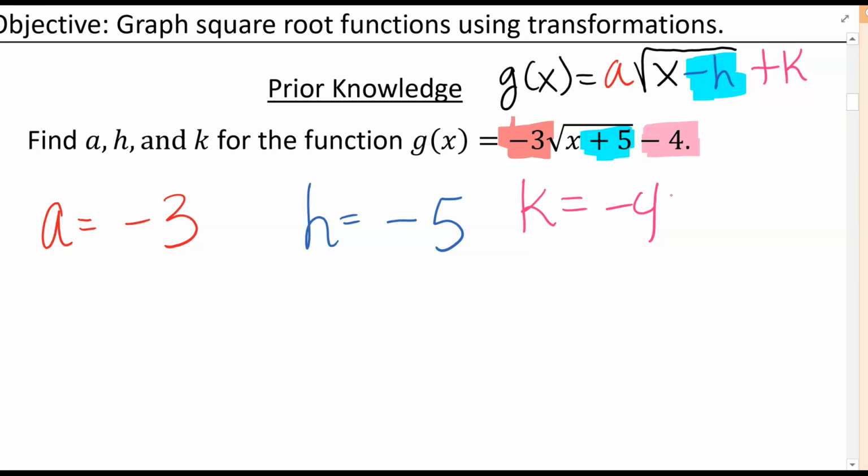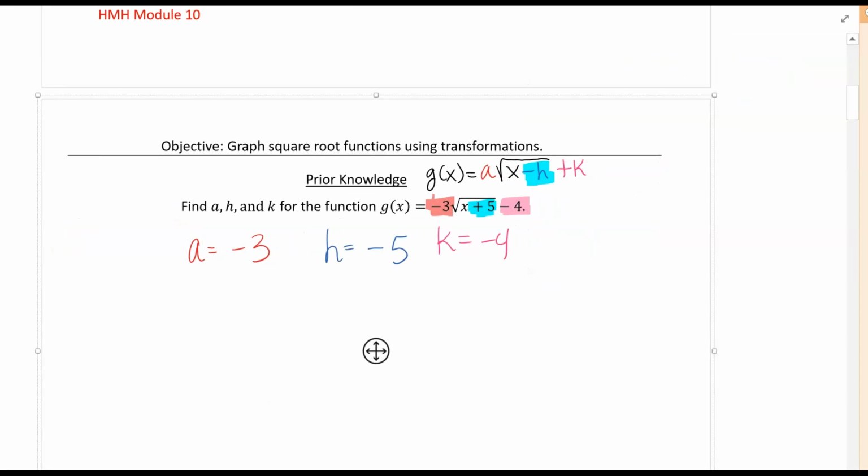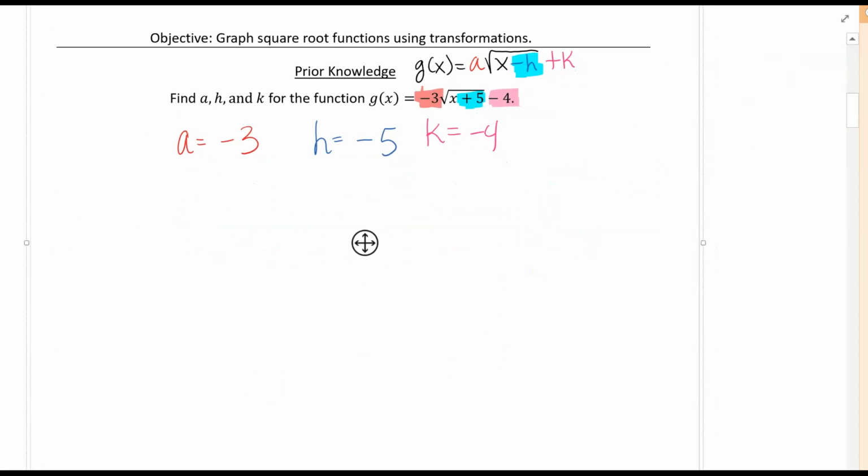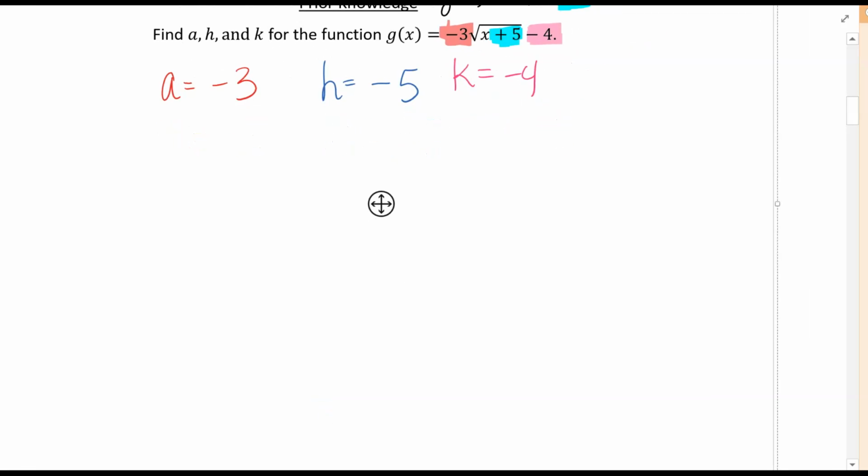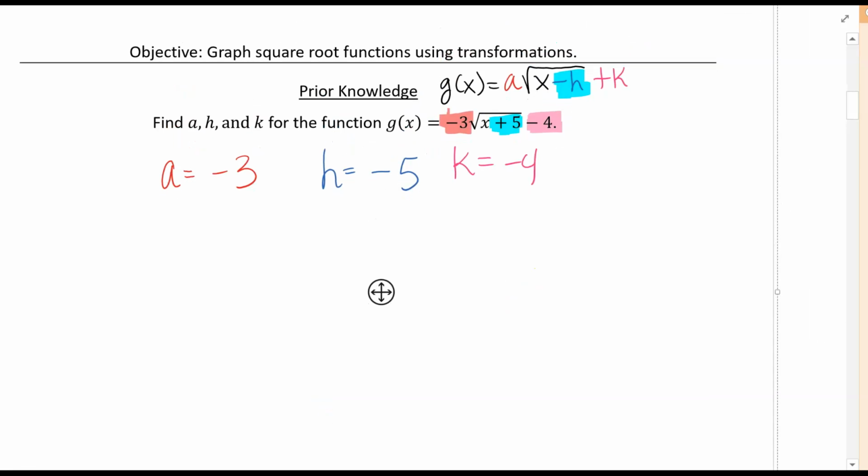Okay? I like to use color a lot. I don't know if you guys have noticed. Probably have. But A, I'm going to stick to red. H, I'm going to stick to blue. And then the K's, I'm going to stick to pink. Okay? Do you guys remember what each of those values does to the graph? Does anybody remember? No? Okay.